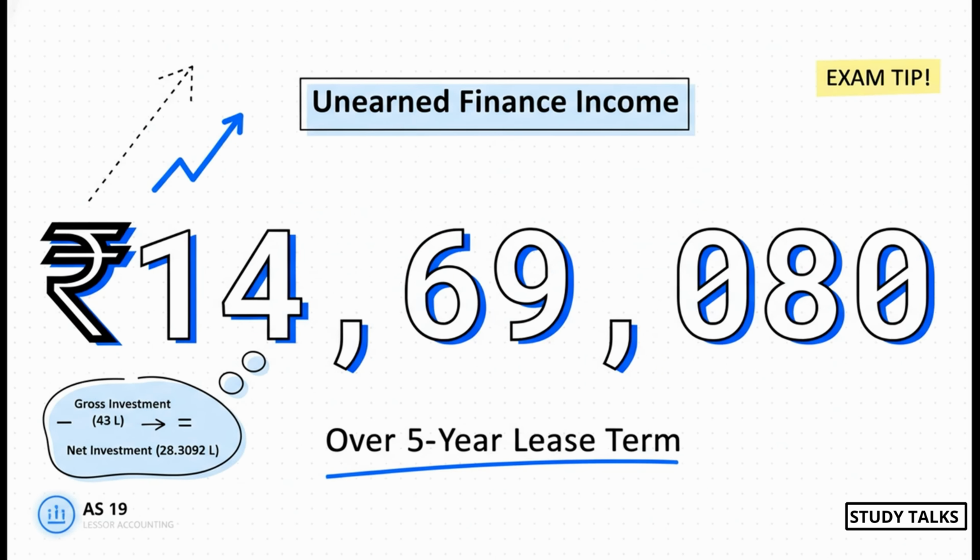So now, the final step is a piece of cake. We take our gross investment of 43 lakhs. We subtract the net investment, or fair value, of about 28.3 lakhs, and that leaves us with our total unearned finance income, 14 lakh 69,080 rupees. And that's the amount that will be recognized as income over the next 5 years.